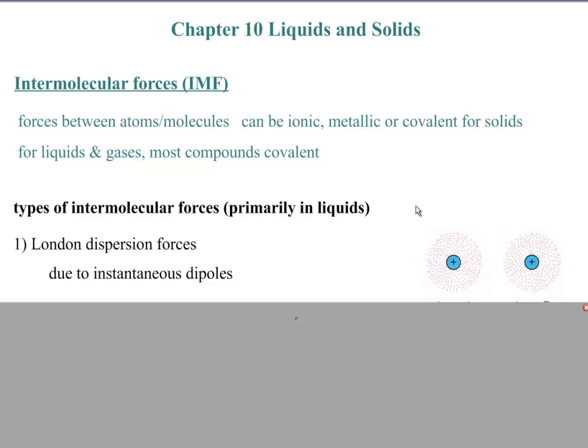Chapter 10, we're looking at the liquids and solids and their properties. We're going to start by looking at the attractive forces that make them liquids or solids, and these are intermolecular forces, or IMF. And these are the forces between the atoms or the molecules that hold them in the solid or the liquid state. And these forces can be between ionic compounds, within metallic elements, or between covalent molecules.